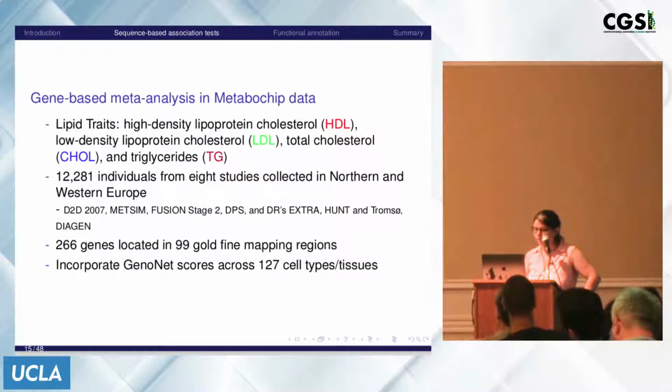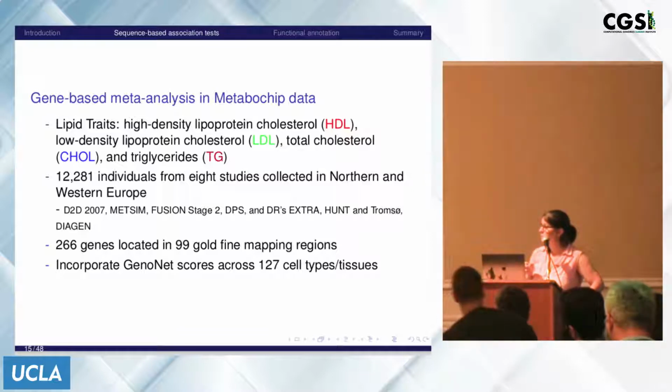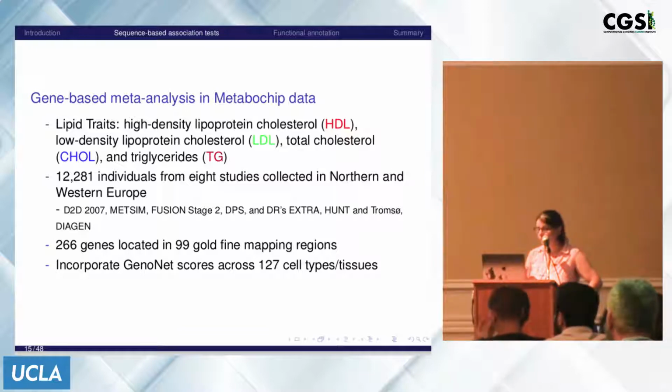These are the main ideas behind these gene-based tests. I'm going to show an application to a Metabochip data set. This is a data set on lipid traits: HDL, LDL, total cholesterol and triglycerides for 12,000 individuals. We focus on 100 fine mapping regions. Within these regions, there are a total of 266 genes.